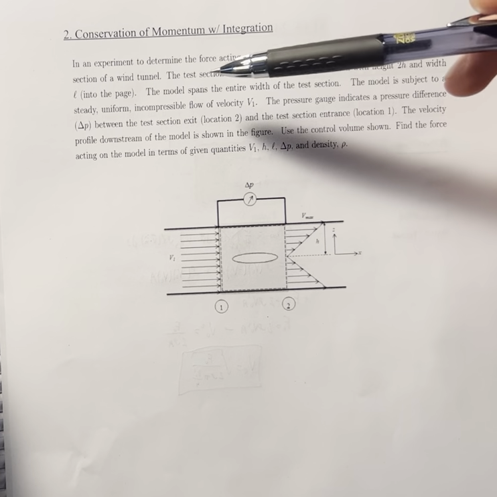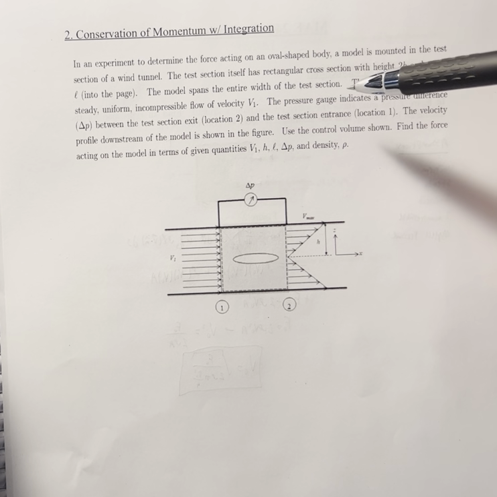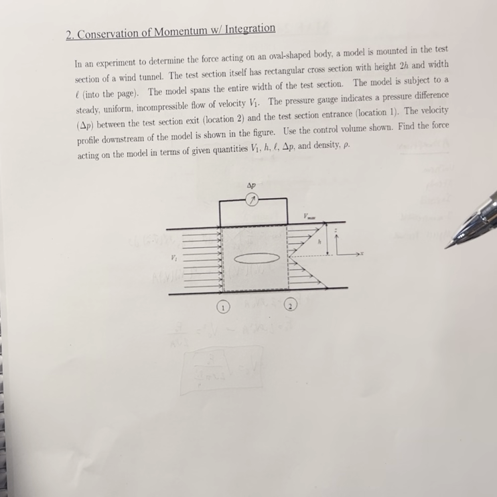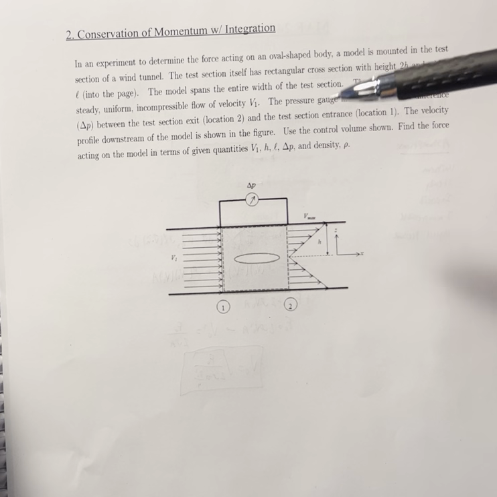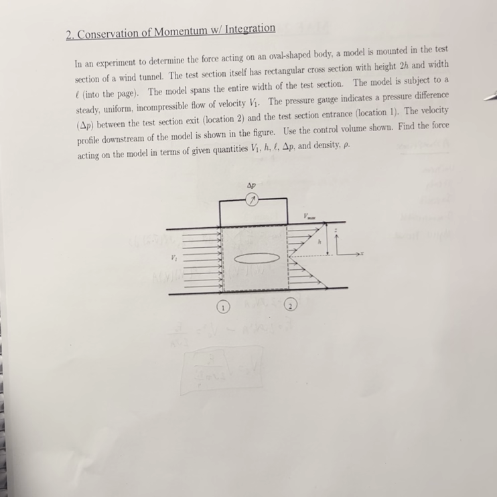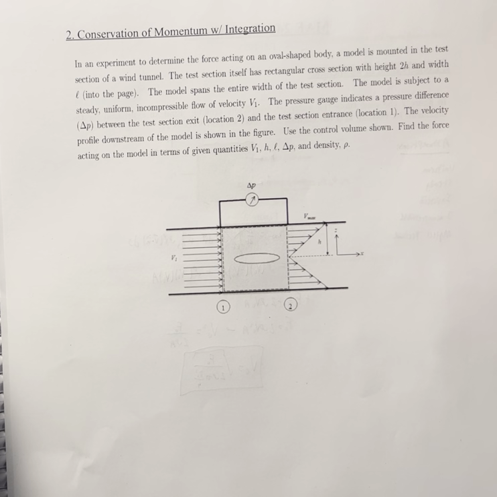So here we have an experiment to determine the force acting on an oval-shaped body. A model is mounted in the test section of a wind tunnel. The test section itself has rectangular cross-section with height 2h and width L into the page. The model spans the entire width of the test section. The model is subject to a steady, uniform, incompressible flow of velocity V1. The pressure gauge indicates a pressure difference, delta P, between the test section exit, location 2, and the test section entrance, location 1. The velocity profile downstream of the model is shown in the figure, and it's linear. You can see it's linear. Use the control volume shown. Find the force acting on the model in terms of given quantities V1, h, L, delta P, and density rho.